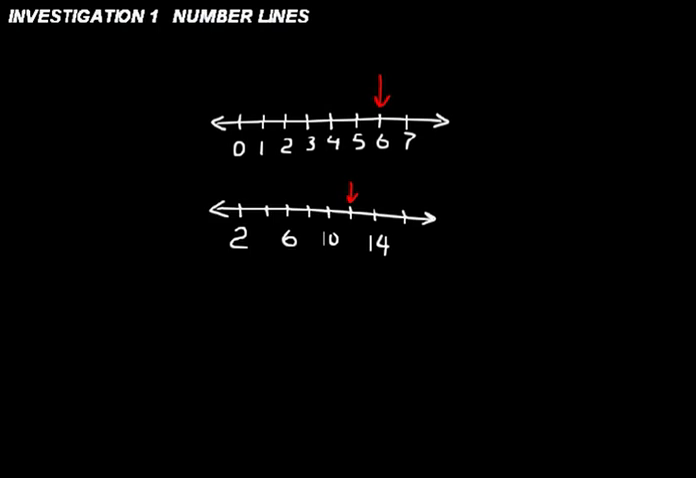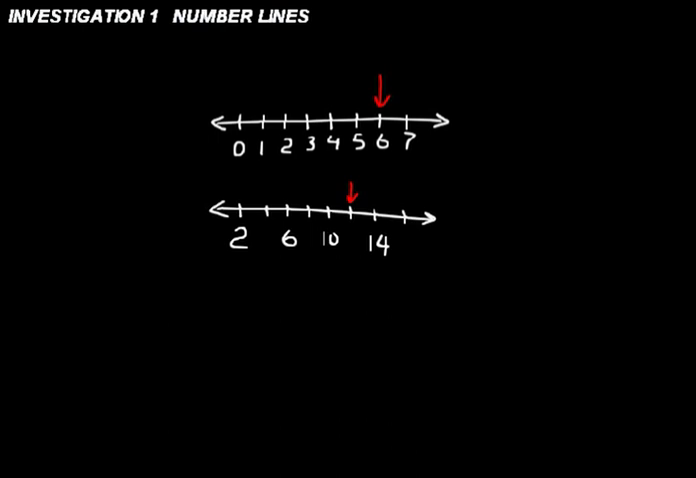Now look at this number line. It's a little bit different. In this one, not all of the tick marks are numbered, but you should be able to recognize a pattern there. You have a 2, then a tick mark, a 6, a tick mark, a 10, a tick mark. Can you tell what number that red arrow is pointing to? If you want to pause the CD, go ahead and write that number down.